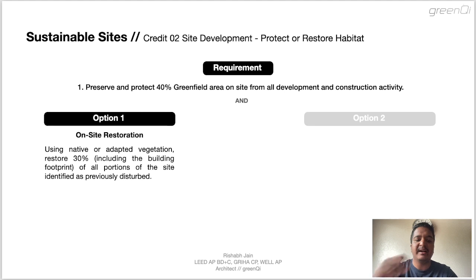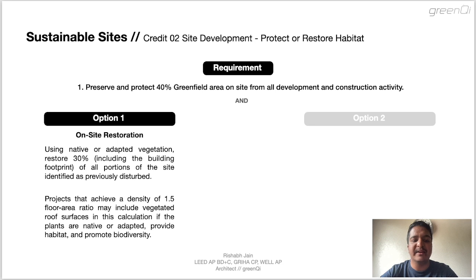In the first option, when developing on a previously developed site, consider restoring soils, hydrology, and native plants. Using native or adapted vegetation, restore 30%, including building footprint, of all previously developed land. Projects that achieve 1.5 FAR may include vegetated roof surfaces. So this is one way to comply with the credit. Let's recap. First, we need to meet the mandatory requirement of protecting and preserving 40% greenfield area from all the construction, and then use option 1 to restore soil and plants.